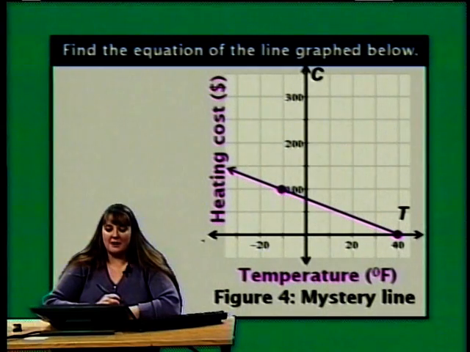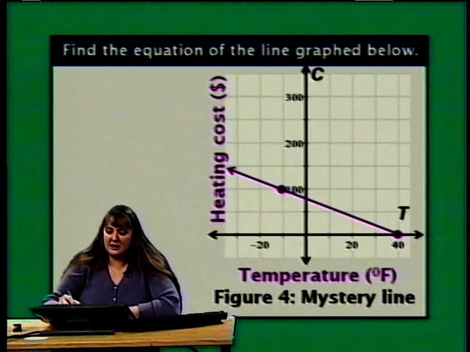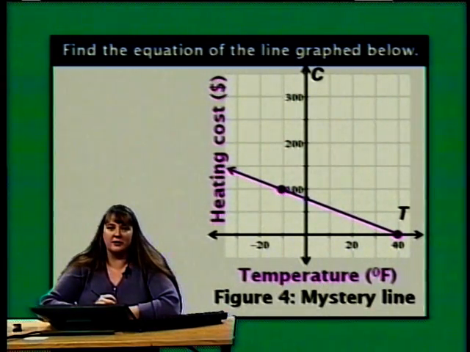Let's look at one more graph here. The first thing I notice on this graph, since I've just been focusing on vertical intercepts, is it's not too clear to me exactly where the vertical intercept is. It definitely lies somewhere between 50 and 100, probably closer to 100, but I'm not sure where that is. So I'm going to revert back to point-slope form to find this equation.